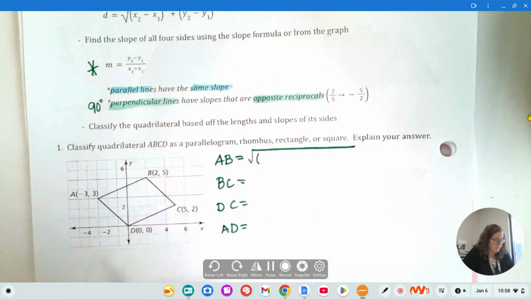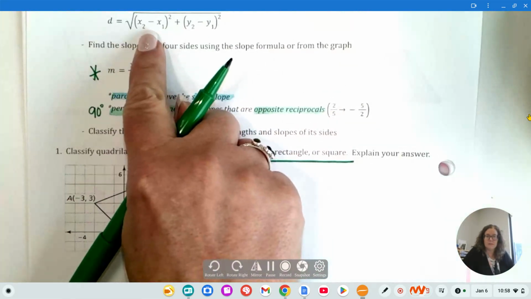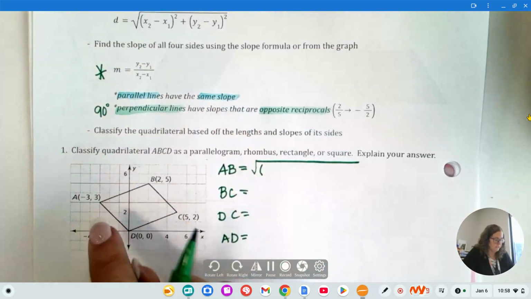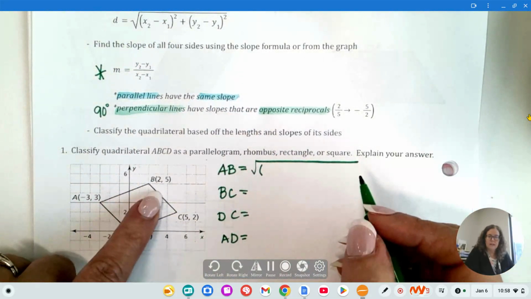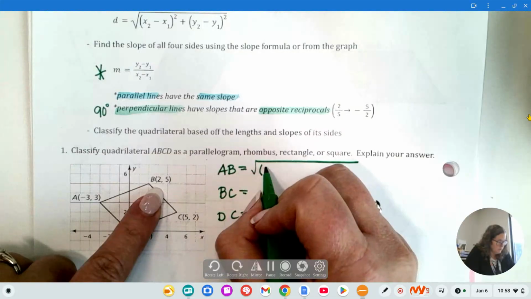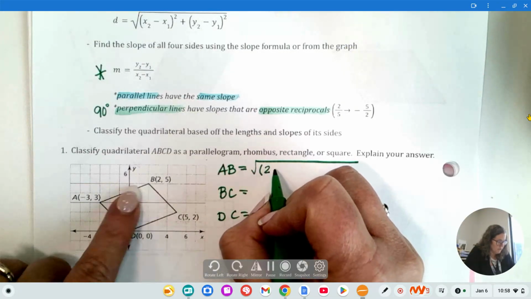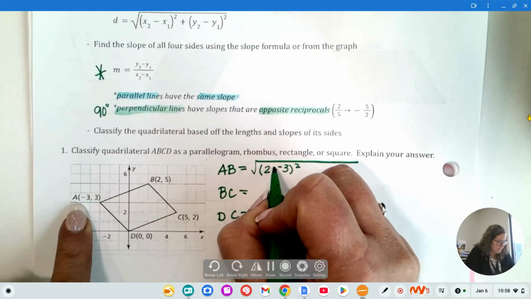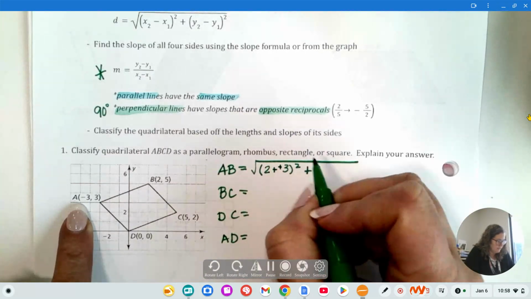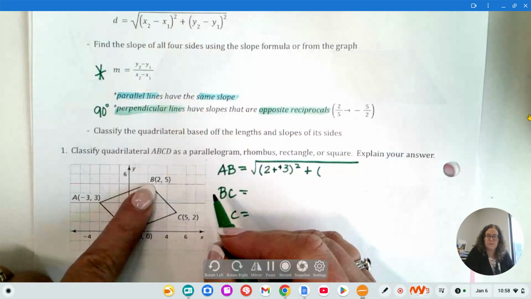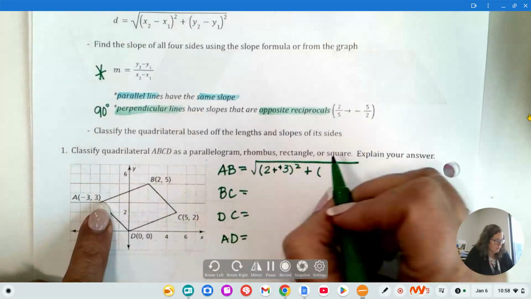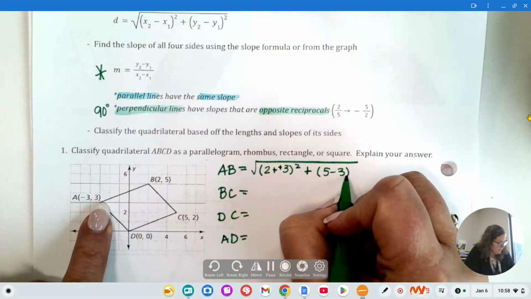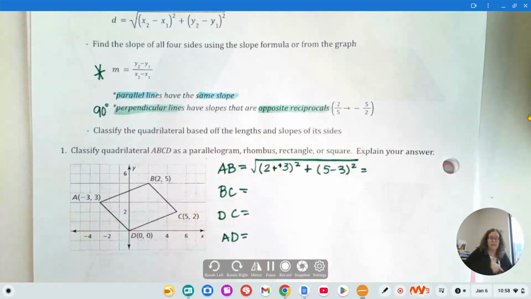So if I'm going from A to B, the distance formula you can see on the top of my screen is x2 minus x1. It doesn't really matter which one you use as your second one. I'm going to use 2 minus negative 3, squared, plus y2 minus y1, so 5 minus 3, squared. We're going to grab those calculators and punch it all in.